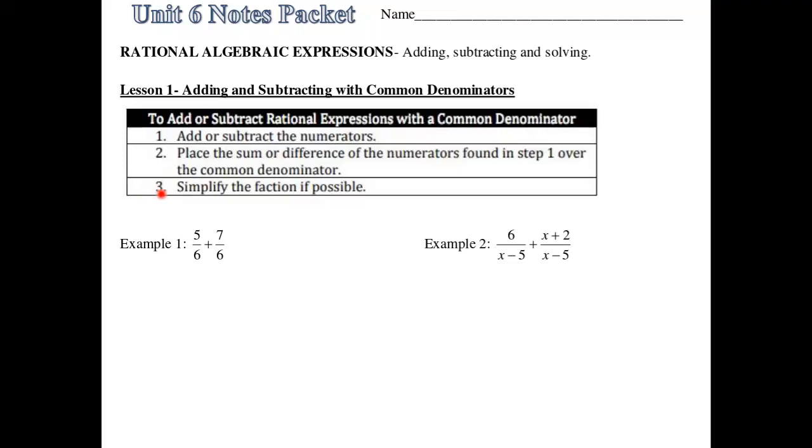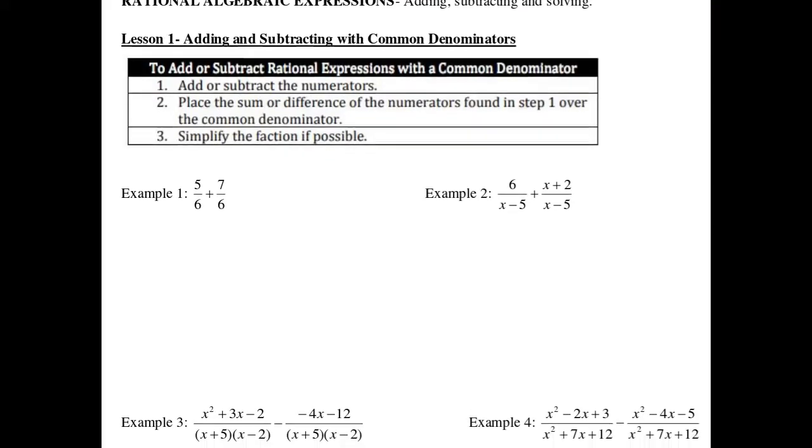And then step three is important moving forward as well. We're going to see this a couple times. We want to simplify the fraction if at all possible. Sometimes we'll find something that we can then factor and maybe cancel out with that common denominator, which would be great. So let's take a look at example one.